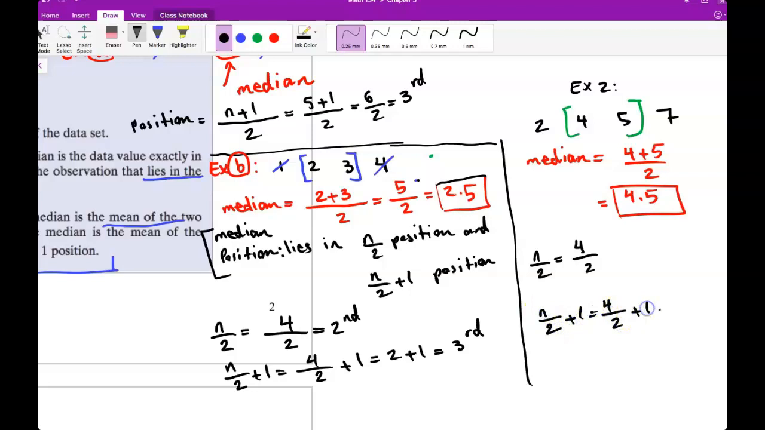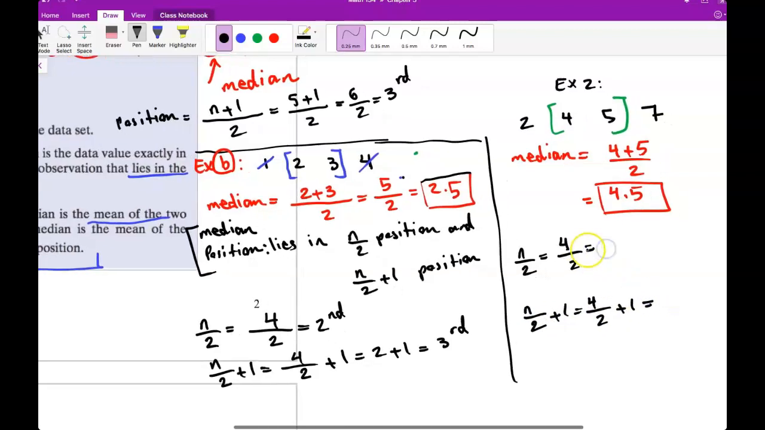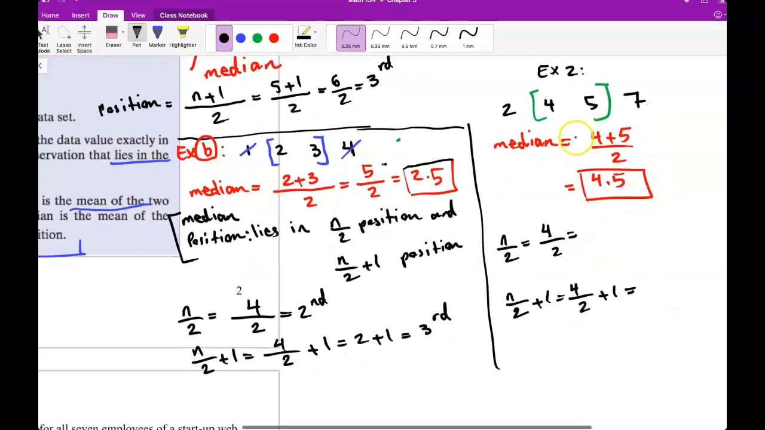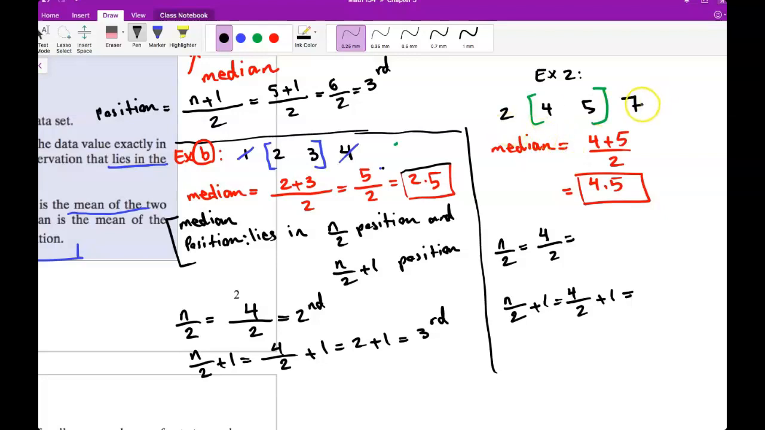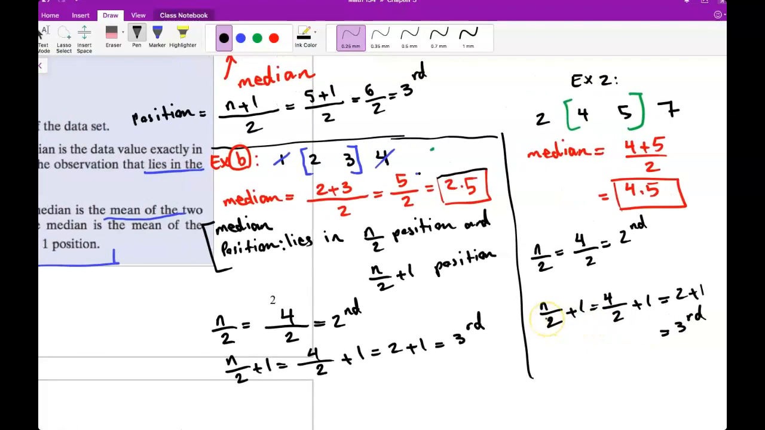See, we have exactly the same thing, because we have the same number of observations. Here are 4 numbers, and here also we have 4 numbers. So this one is second, and this is third. Our median lies in second and third place, and that is here.